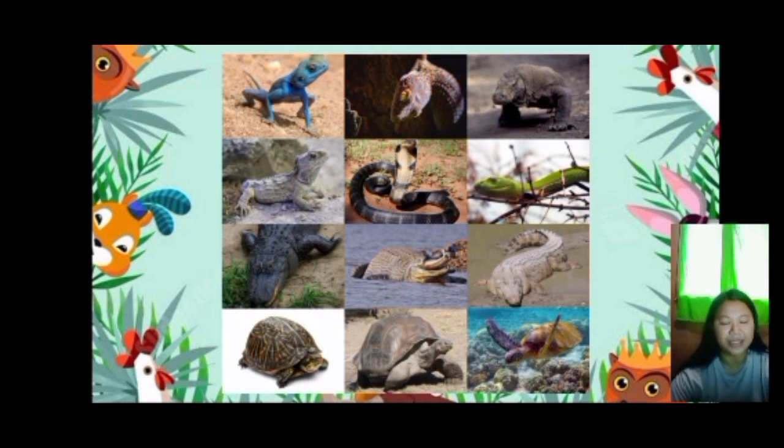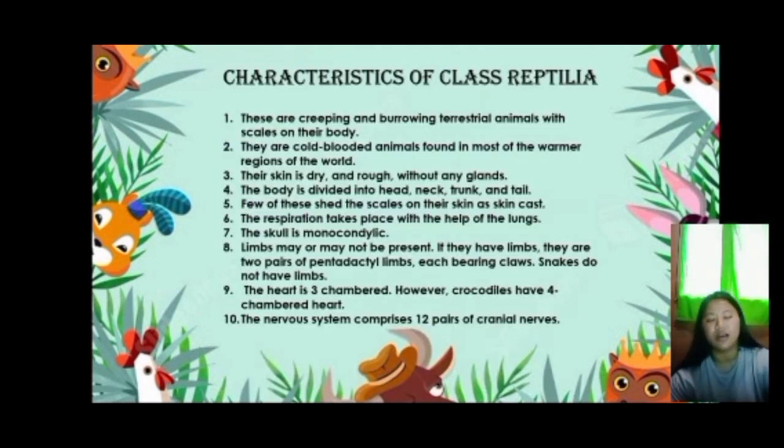Characteristics of class Reptilia. They are creeping and burrowing terrestrial animals with scales on their body. They are cold-blooded animals found in most of the warmer regions of the world. Their skin is dry and rough without any glands. The body is divided into head, neck, trunk, and tail.